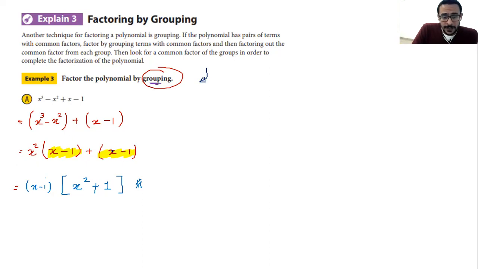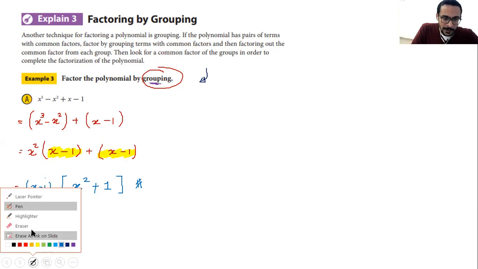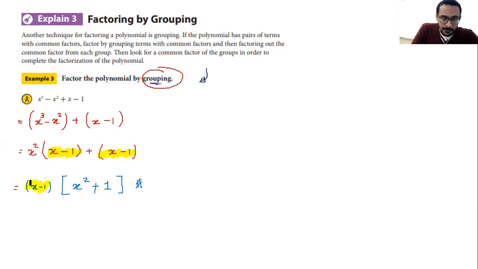I noticed that I have x minus 1 repeated, or as your friend said, it's a common factor. Take x minus 1 outside as a greatest common factor. In the first term here, we still have x squared. In the second term, we still have 1. Okay, and this is your final step. Any question? This is how to factorize by grouping.